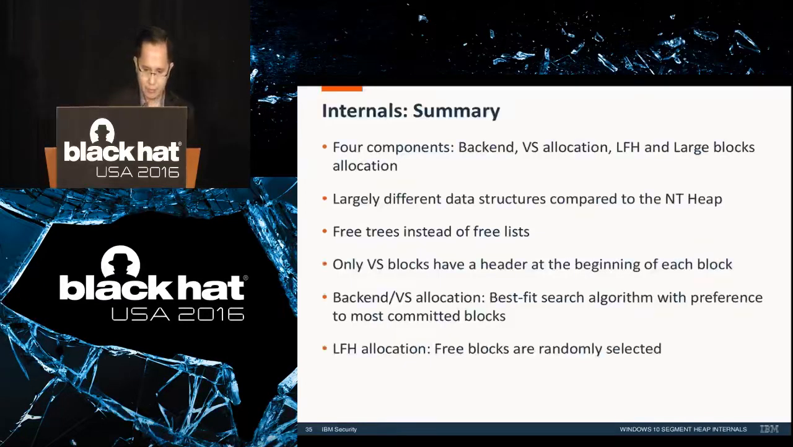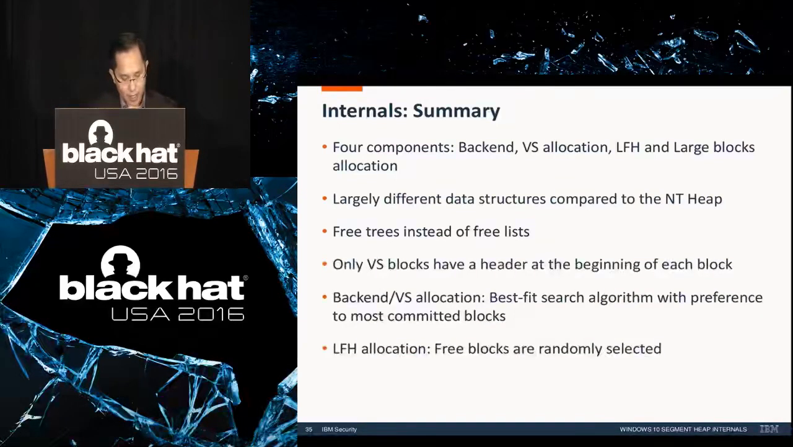So to summarize, there are 4 components of the segment heap: the backend, the VS allocation, the LFH, and the large block allocation component. The data structures of the segment heap are largely different compared to the data structures of the NT heap, and free trees are used instead of a free list. Of all the components, only VS blocks have a header at the beginning of each block, and the best fit search algorithm with a preference to most committed block is used by the backend and the VS component, while in the LFH allocation, the selection of the free blocks is randomized.